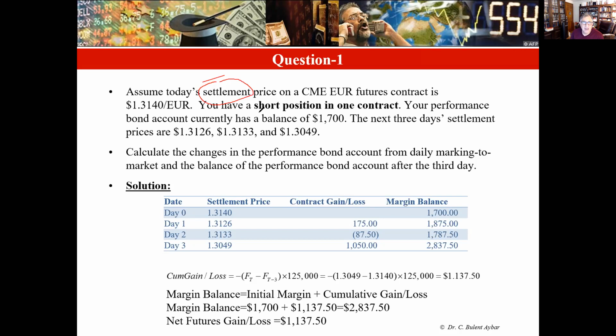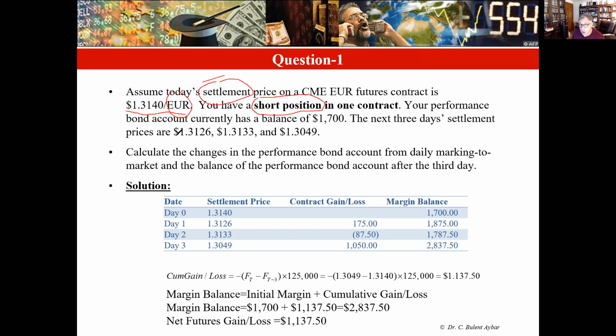So the last contract settlement price was 1.3140. We have a short position. Short position implies that we actually are the seller of the contract. So we are the seller of a euro contract.